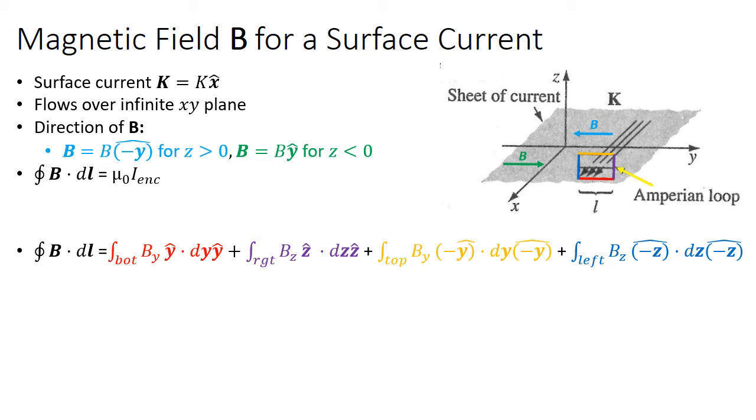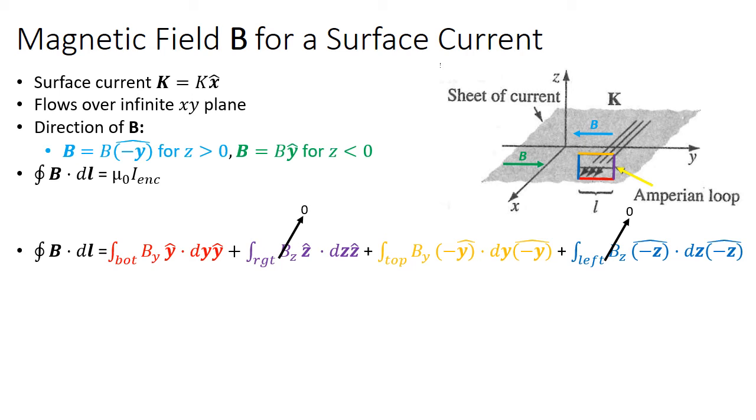Because we know already that the direction of the field is only in either the y direction, that would be for z less than 0, or in the minus y direction, that would be for z greater than 0. There is no component of B, the magnetic field, that flows in the z direction or in the minus z direction. So this means that those terms are going to be 0. And that means further that the purple segment of the integral and the blue one both are going to be equal to 0.